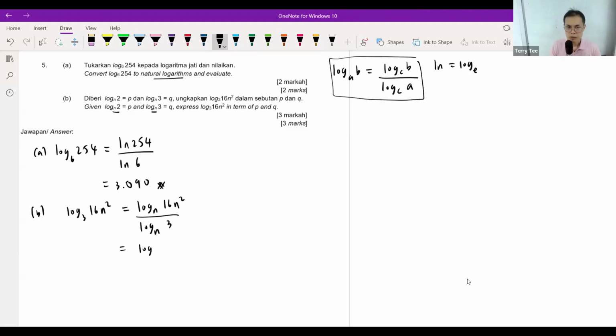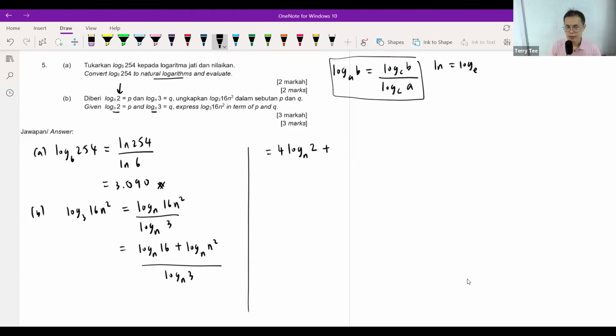The first law, the multiplication, is that when you have 16 times n square, you can break it up to log base n 16, log base n square. Denominator, we leave it as log base n 3. Now, from here, as we know, 16 is 2 power 4, because we're going to use this information. This is 2, so the 2 power 4. But I'm going to bring the power 4 in front.